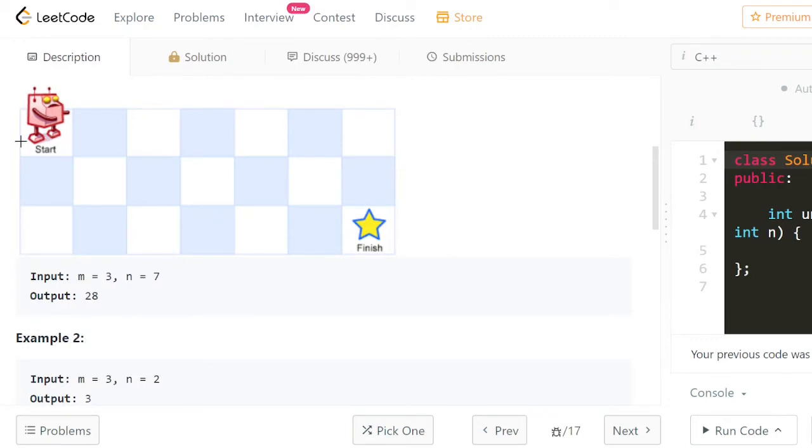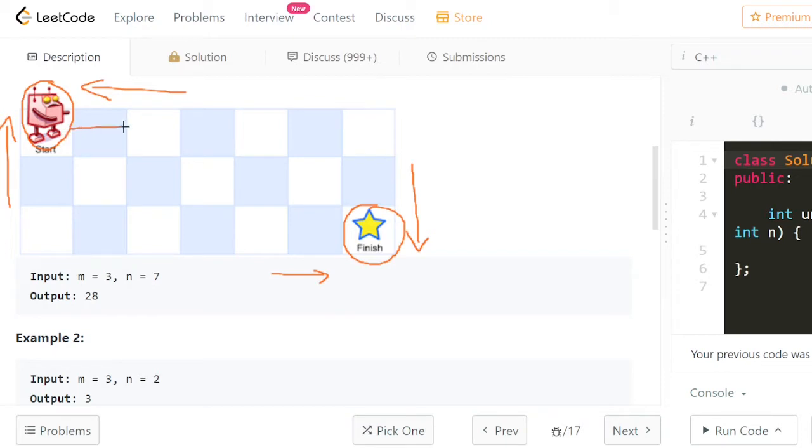By the question, the robot is at the top left corner of the grid. If you see the top left corner, it is this position, so this is the starting point of the robot. And the finish point is at the bottom right corner of the grid, which is this. So the start is always 0, 0, while the finish point is m minus 1, n minus 1. Now we need to find the unique paths.